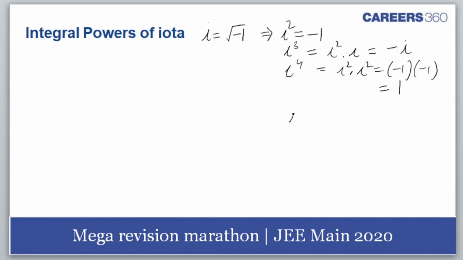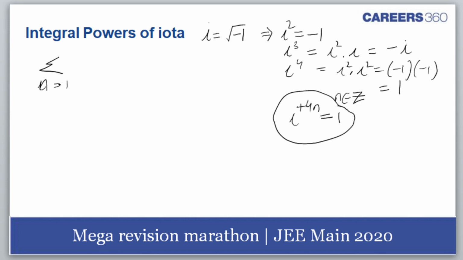So for that matter, we realize that for any multiple of 4, iota raised to the power 4n, where n belongs to integers, is equal to 1. You can remember this: iota raised to the power 4n is 1. So can you do this question? We have sigma, n is equal to 1 to 13, iota raised to power n plus iota raised to power n plus 1. Can you answer me what is this?